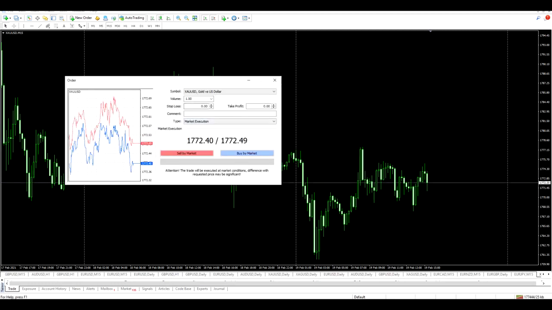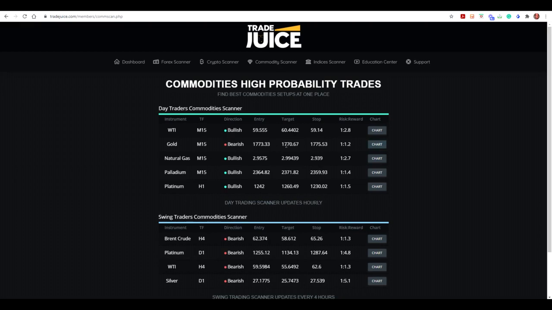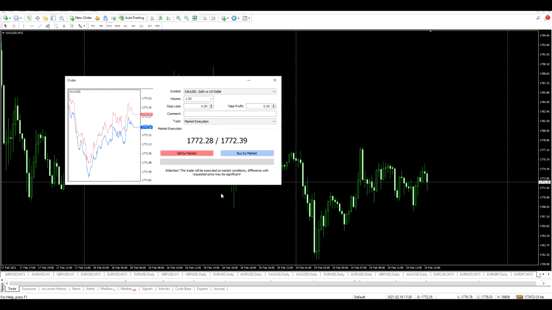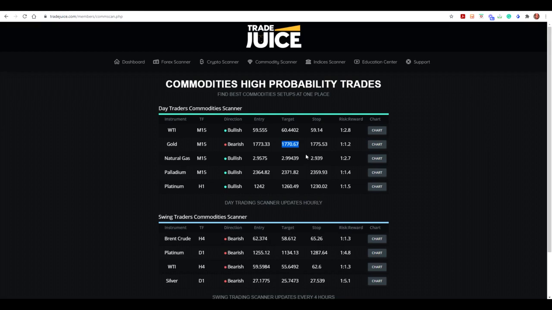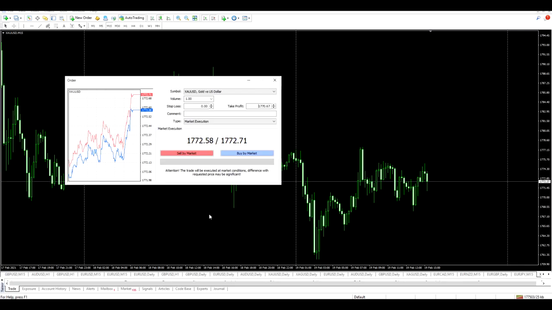And I'm going to quickly set my take profit and my stop loss. So we can see from here that my target is such. I'm just going to simply copy that, put it into my take profit box there. And then I'm going to also set my stop. And I'm going to do the same with that.